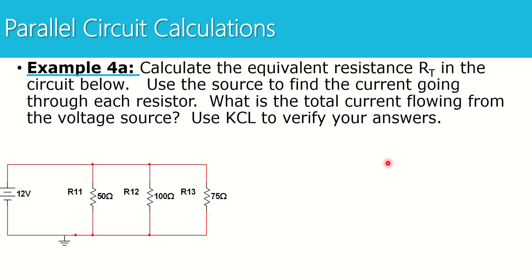Now let's look at our next example. We have a parallel circuit. Look at the current here. It's going to flow this way, split, and take three paths. So we have a parallel circuit. We're going to calculate the equivalent resistance, and then we're going to use the source to find the current through each resistor. And we're going to look at the total current from the voltage source. Lastly, we're going to use KCL to verify our answers.